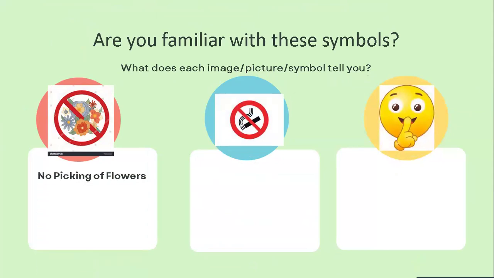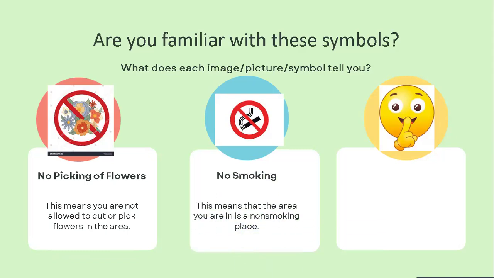You're right, this symbol means no picking of flowers. You're not allowed to cut or pick flowers in the area when you see this symbol. The no smoking symbol tells you that the area you are in is a non-smoking place. Keep quiet. This means that you are not allowed to speak.